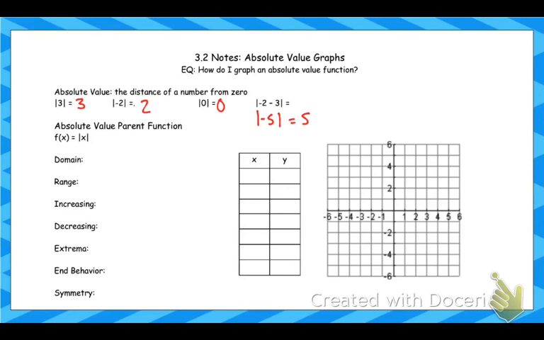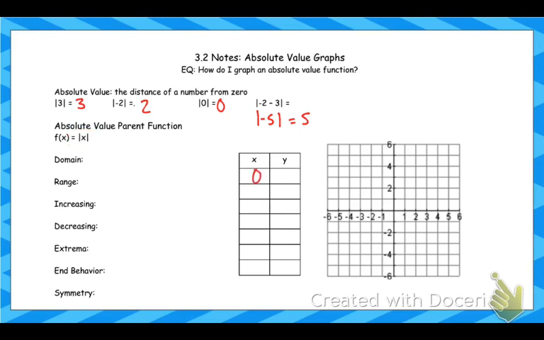So to see what the absolute value parent function looks like on a graph, we're going to plot some points. But this is the equation. What a parent function is, basically, is that equation with 0 transformations. Every other absolute value function that you have is some variation of this parent function with transformations applied.